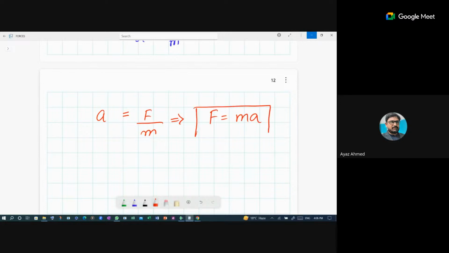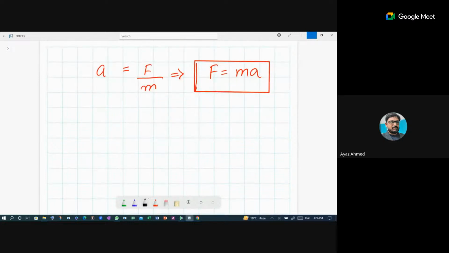Where does it lead us? F is equal to ma. This is a very famous equation. I think E is equal to mc square is famous by Einstein, and this F is equal to ma is a much more famous equation for Newton, right?